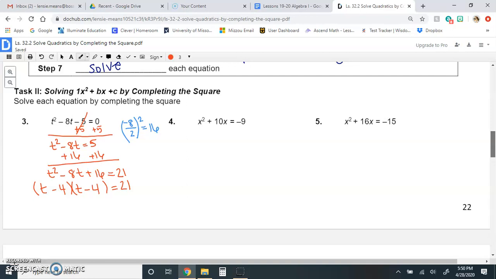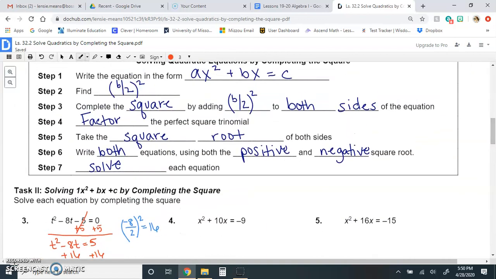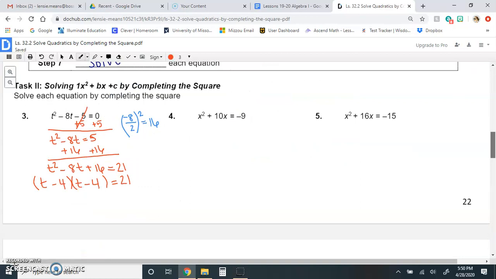Now I'm ready to square root both sides. So again, I'm just following these steps. If you need to scroll back up, take the square root of both sides. I'm on step 5. So before I do this step, I want to point out that t minus 4 times t minus 4 is the same as t minus 4 squared.